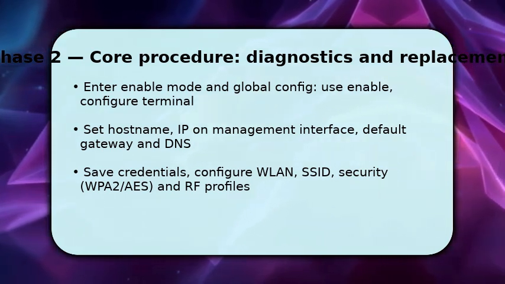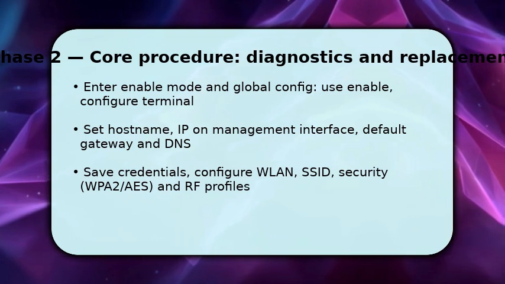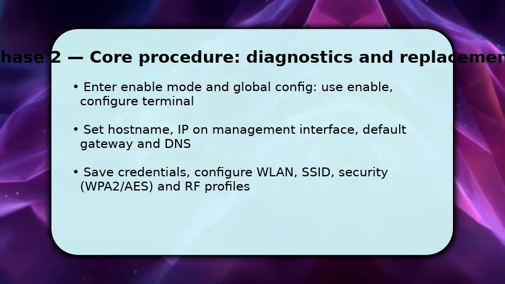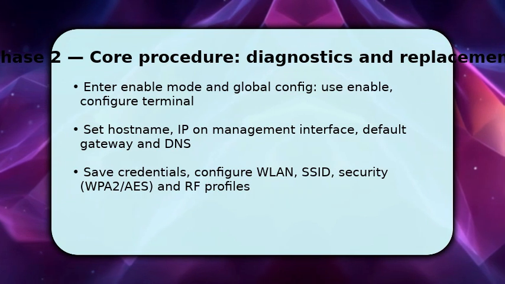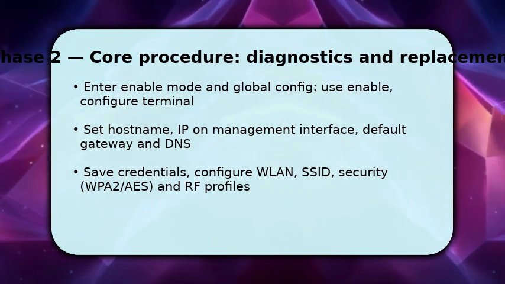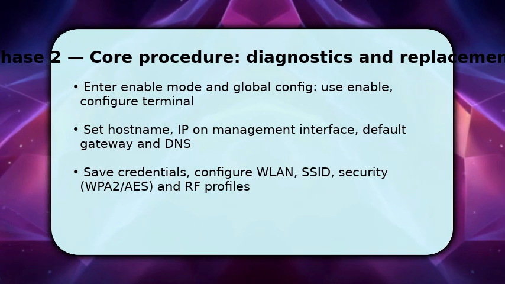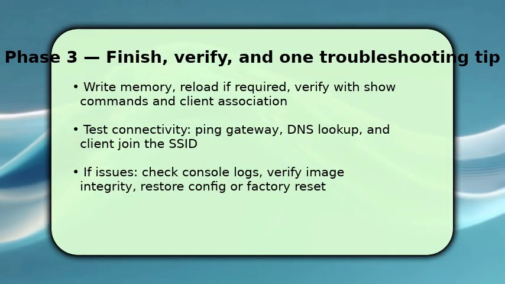SSID, security with WPA2/AES, and a PSK or 802.1x method. Once done, you finish by saving the running configuration with write memory, and if needed, reload the AP to ensure startup config loads cleanly.